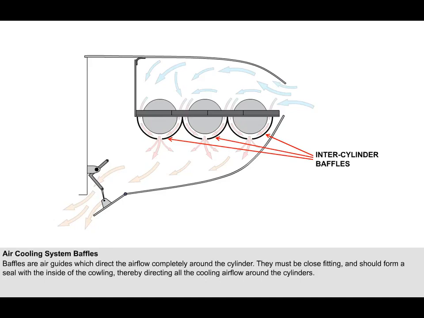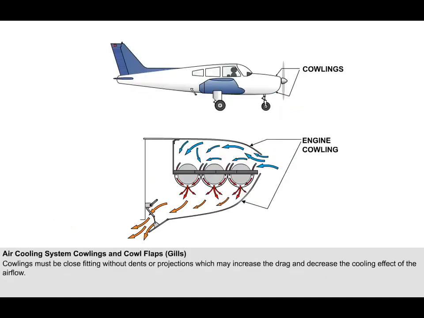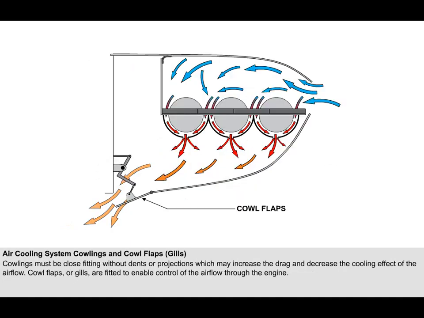Care is taken to ensure that an even cross-sectional area is maintained so that the airflow does not slow down and cause drag. Cowlings must be close-fitting without dents or projections which may disturb the airflow over them. Any disturbance to the designed airflow will not only increase the drag, but also decrease the cooling effect it delivers. Cowl flaps may be fitted to enable control of the airflow through the engine. These flaps can be moved to any position from fully open to fully closed.